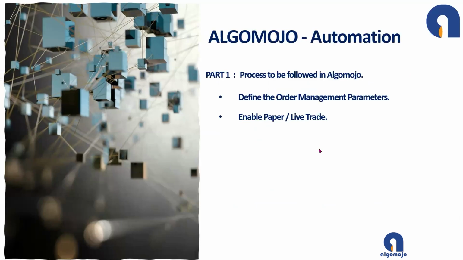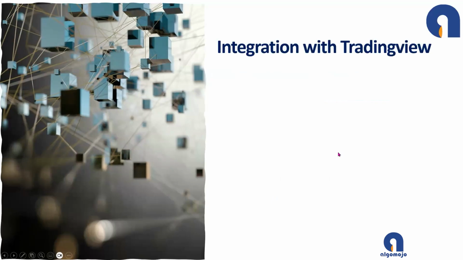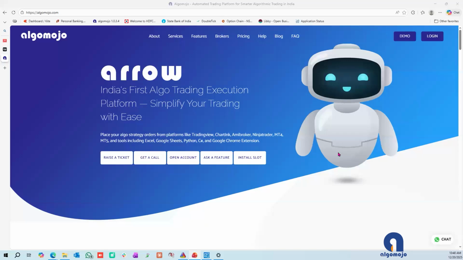Now, when it comes to automation, it happens in two parts. First part is what you need to set in Algomojo, and second part is how to do the integration in either TradingView or Amibroker or your charting kind of places. For today's demo, we'll be looking at some studies in TradingView. In case anybody would like to look at, say, Amibroker, let me know. I can try and show that also. Before getting into the integration with TradingView, let's look at the platform.